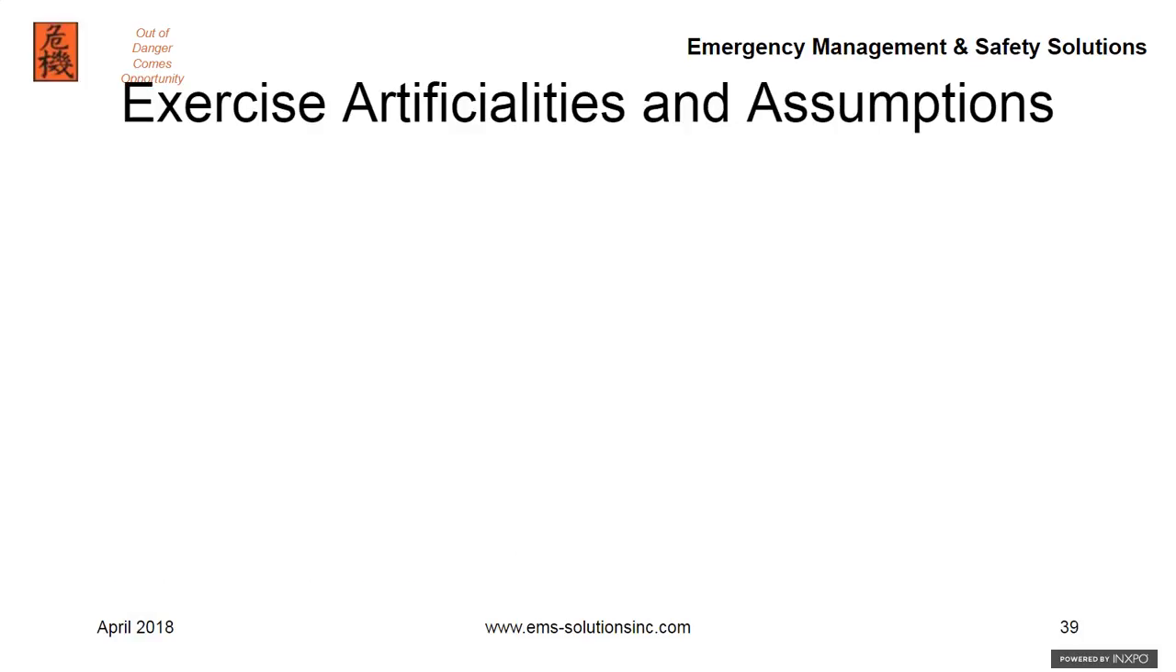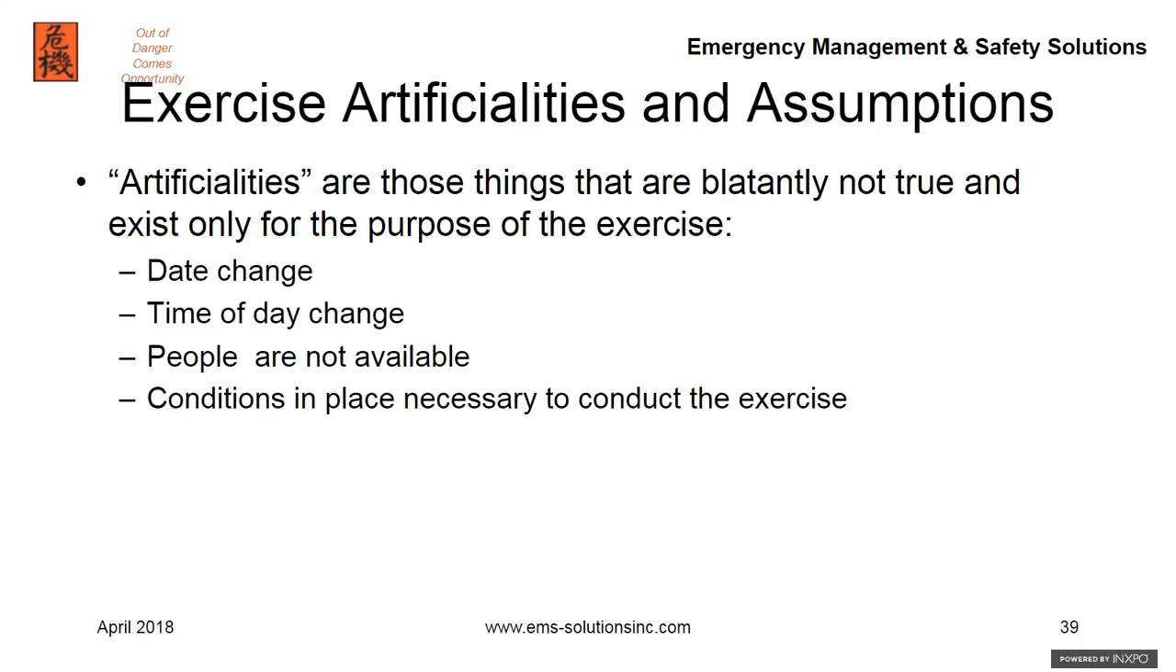You also need to look at artificialities and assumptions in an exercise. So what does that mean? It's a kind of a funny word, if you will. But artificialities are all those things that are blatantly not true. And we design exercises, we often do all kinds of things to make it more impactful.